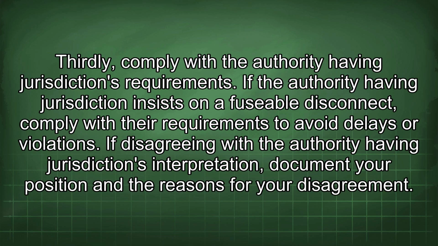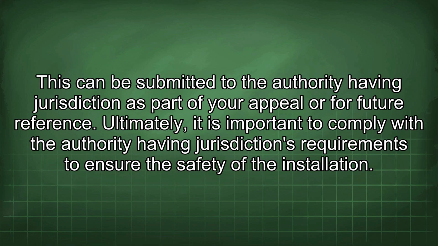Thirdly, comply with the authority having jurisdiction's requirements. If the authority having jurisdiction insists on a fusible disconnect, comply with their requirements to avoid delays or violations. If disagreeing with the authority having jurisdiction's interpretation, document your position and the reasons for your disagreement. This can be submitted to the authority having jurisdiction as part of your appeal or for future reference. Ultimately, it is important to comply with the authority having jurisdiction's requirements to ensure the safety of the installation.